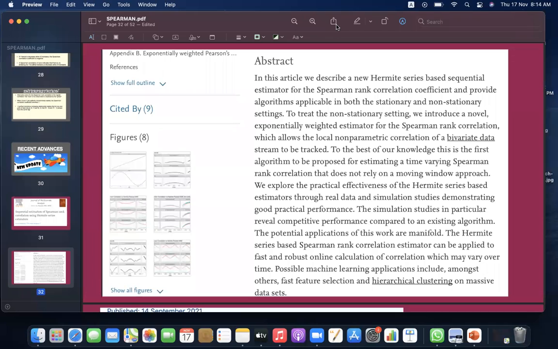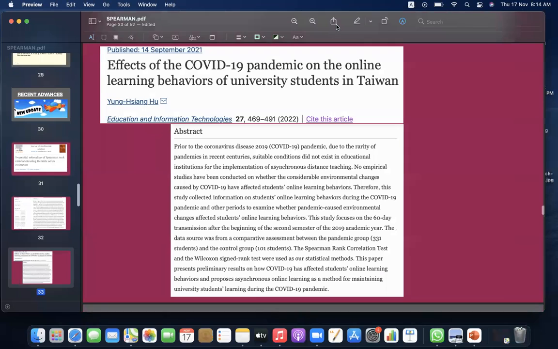The potential applications of this work are manifold. The Hermite series-based Spearman rank correlation estimator can be applied to fast and robust online calculation of correlation, which may vary over time. Possible machine learning applications include, amongst others, fast feature selection and hierarchical clustering on massive data sets.